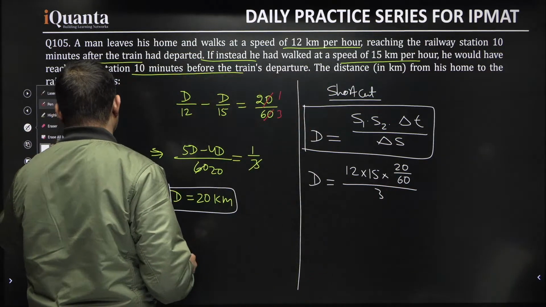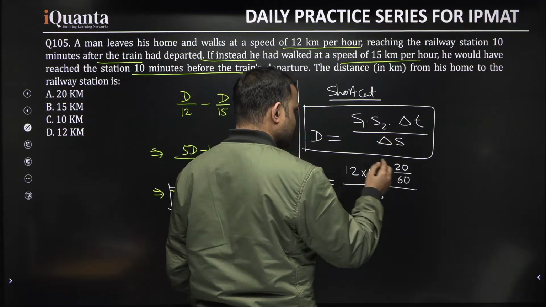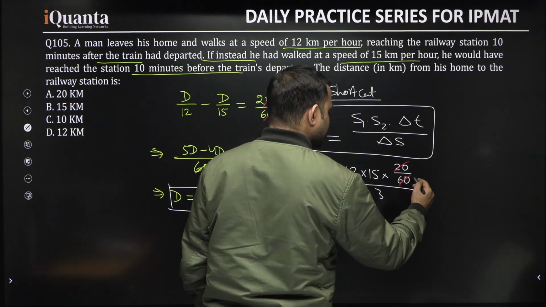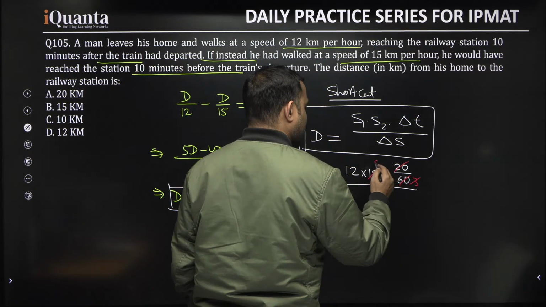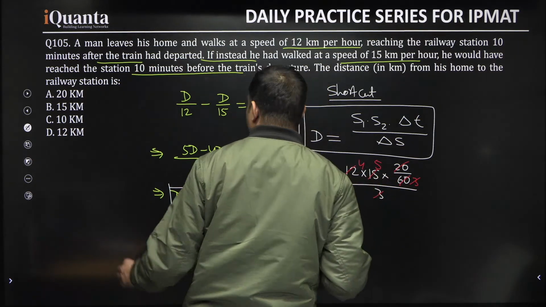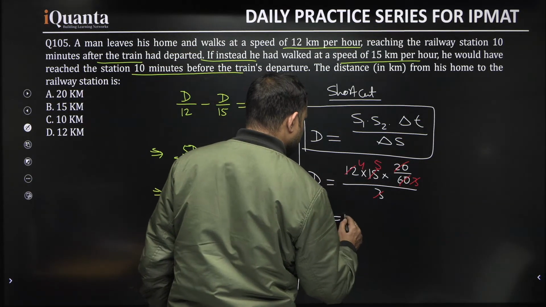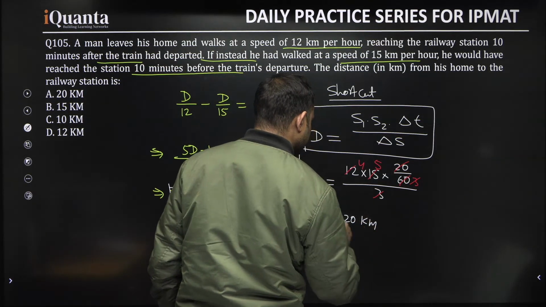So what do we get from here? See, 20, and this is 3 times 5 and 3 times 4. 5 into 4, that gives you distance is equal to 20 kilometers again.